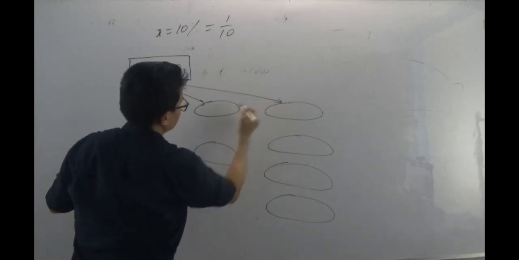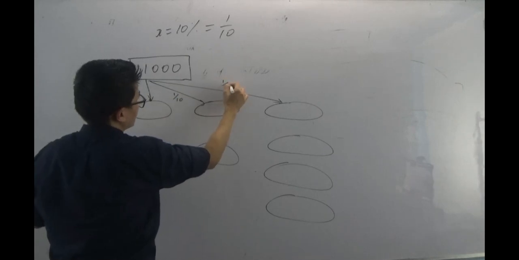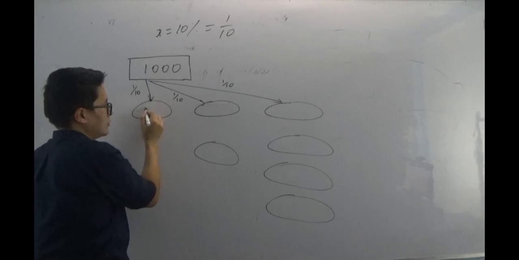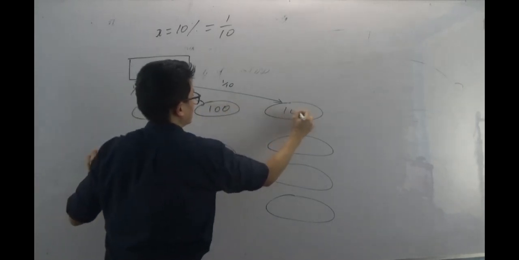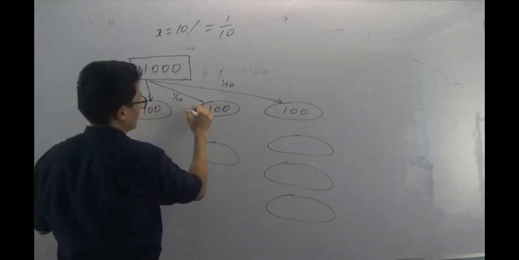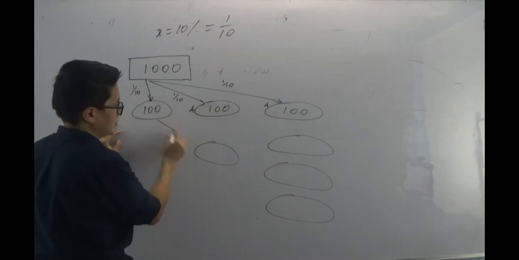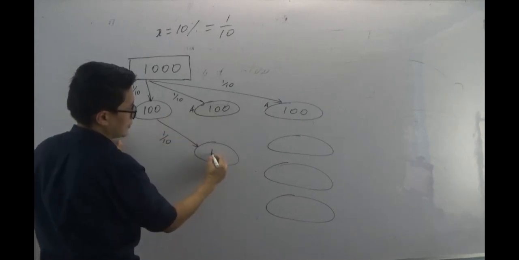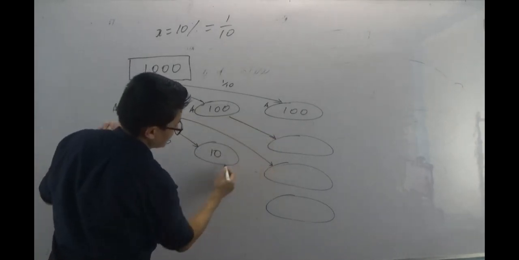The first row is the simple interest. 100, 100, 100. So this is nothing but a symbol. It doesn't mean anything. It's just a symbol. This is 1/10.